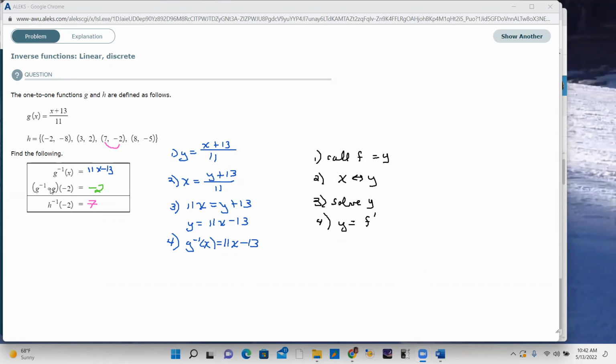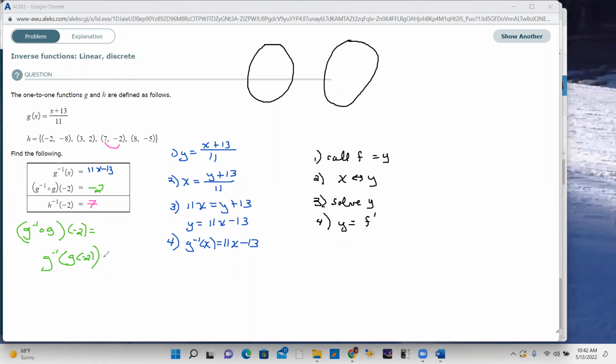Yeah, so basically when you compose these two functions, they just undo each other. So G inverse composed with G of negative two means G inverse of G of negative two. Right, so you think about what is G of negative two?